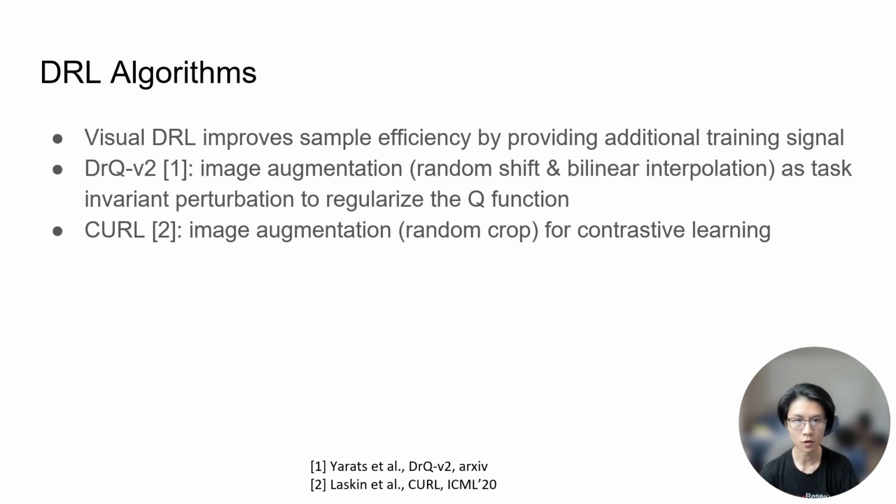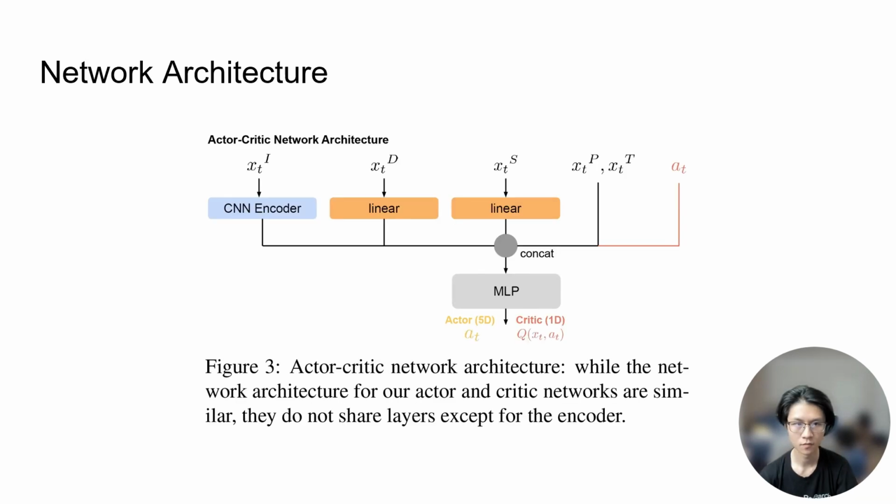With our framework, we adopt two visual deep reinforcement learning algorithms that use image augmentation as additional training signal to achieve better sample efficiency. DrQ-v2 uses random shift augmentation as a task invariance perturbation to regularize the Q function. CURL uses the random crop augmentation for contrastive learning.